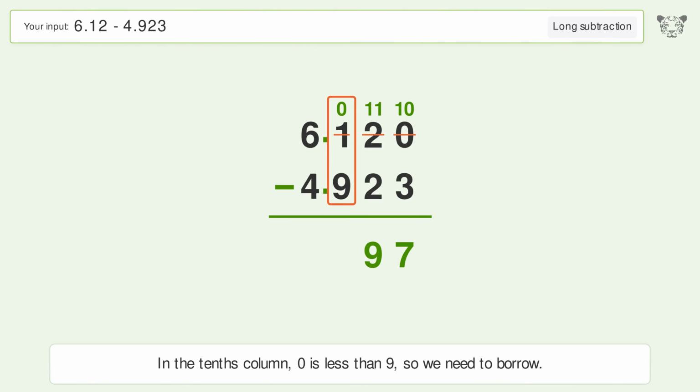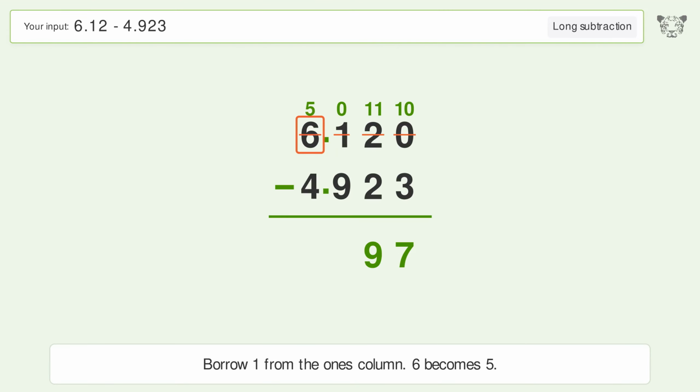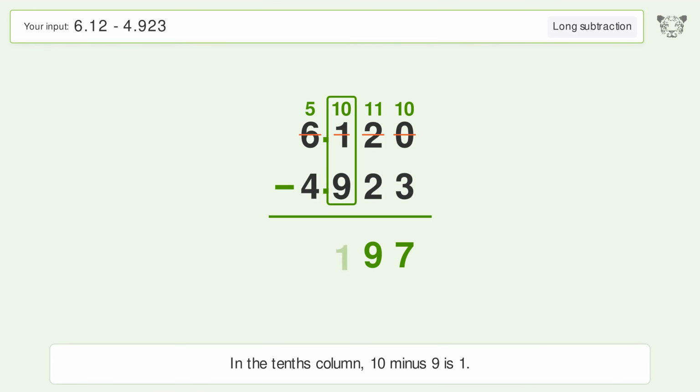In the tenths column, 0 is less than 9, so we need to borrow. Borrow 1 from the ones column. 6 becomes 5. The 0 in the tenths column becomes 10. In the tenths column, 10 minus 9 is 1.